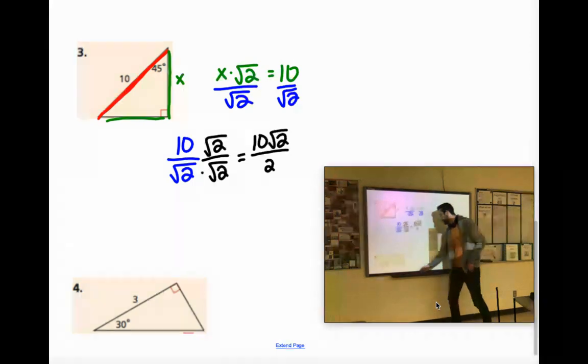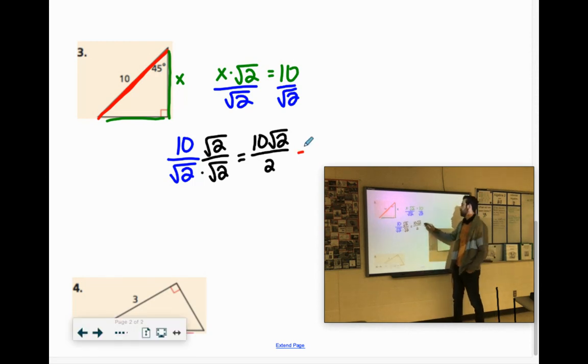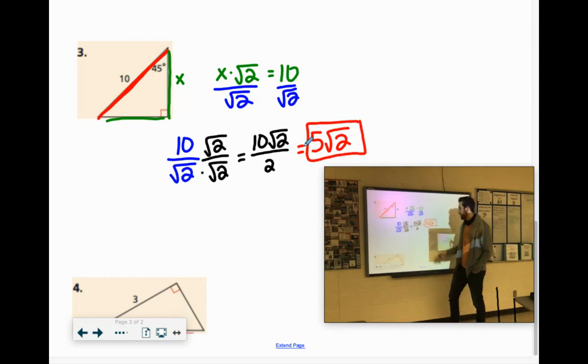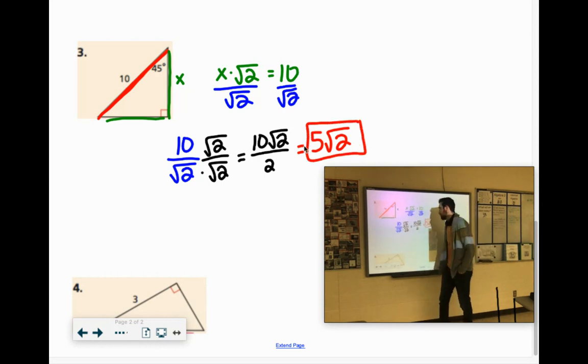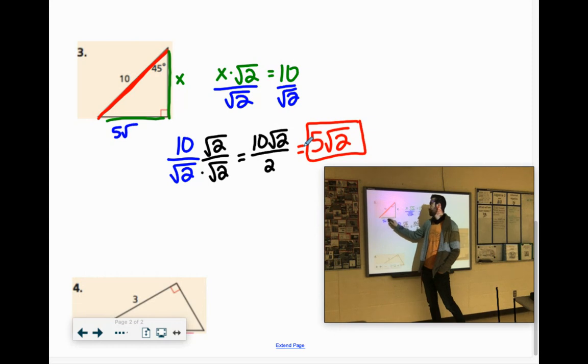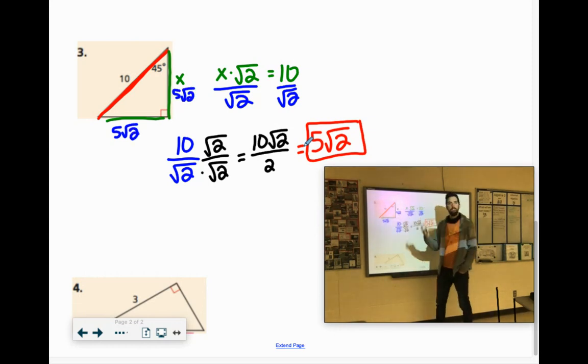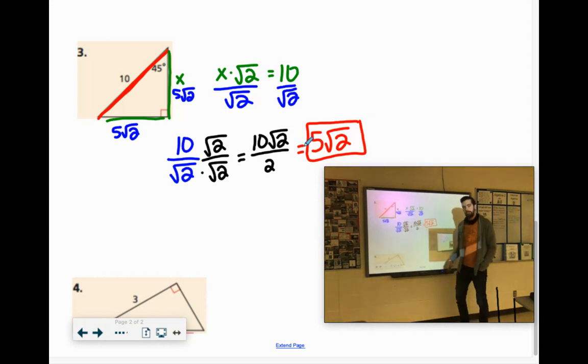And 10 root 2 divided by 2 would just be 5 root 2. So that would be both of our side lengths here, because they're both the same. 5 root 2, 5 root 2. Cool? So if you have to divide it, remember you have to rationalize that denominator as well.